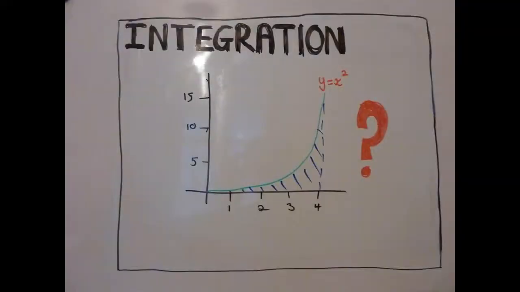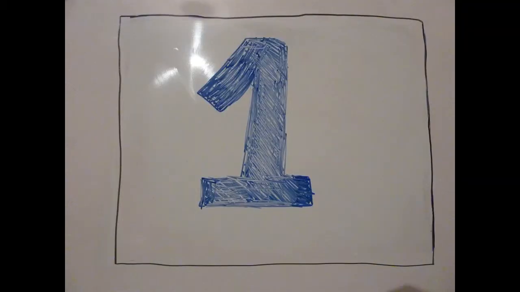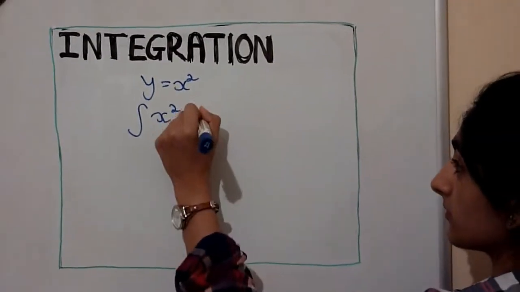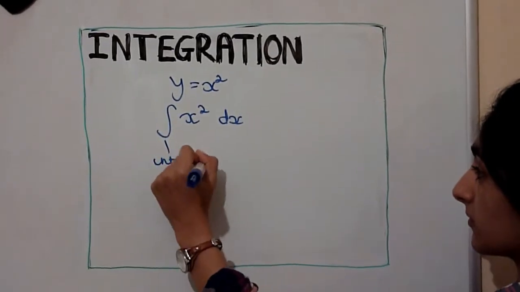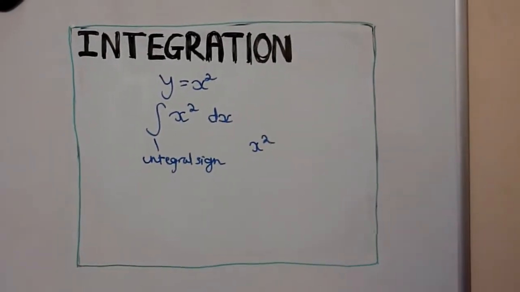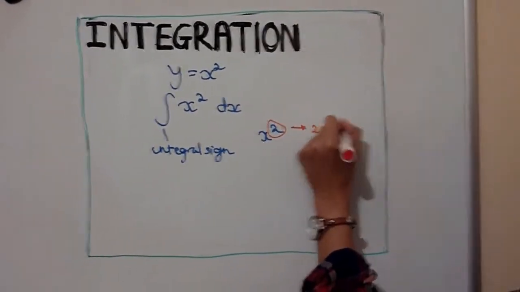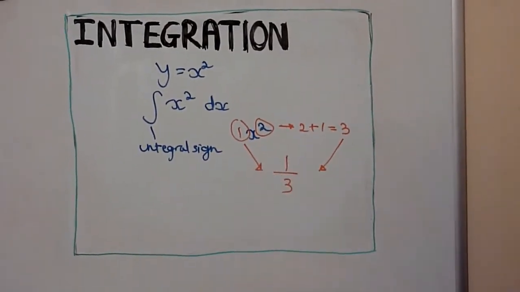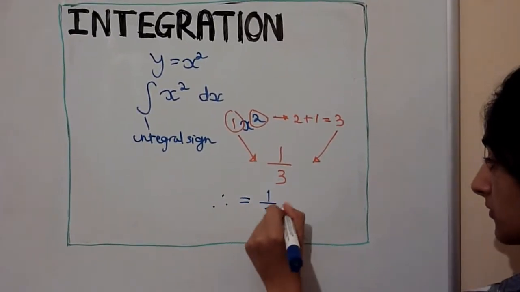So the first step is knowing what the equation is. Here the equation is y equals x squared. To integrate, you put the integral sign in front of the x term and put dx at the end. All you do is add 1 to the power of the x. In this case, it's 2. Therefore, 2 plus 1 equals 3. You then divide this number by the coefficient in front of the x term, which here is 1. Therefore, you end up with 1 over 3 x cubed.